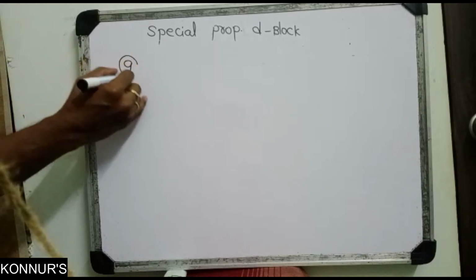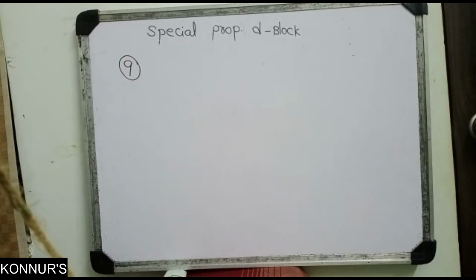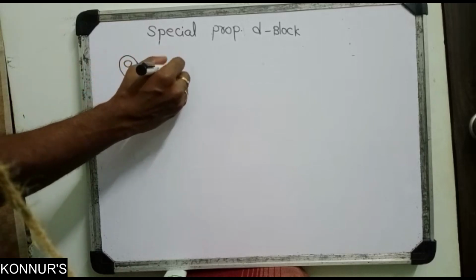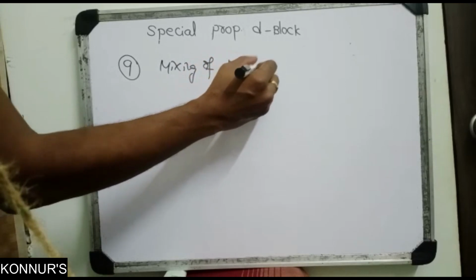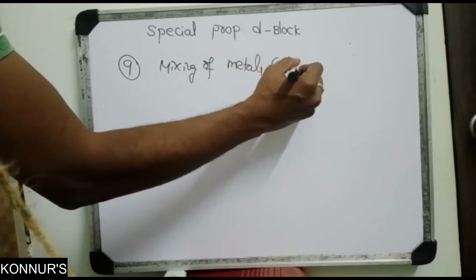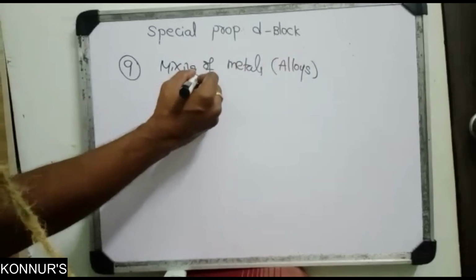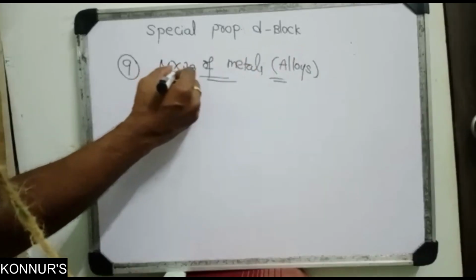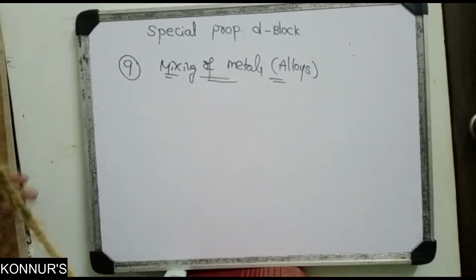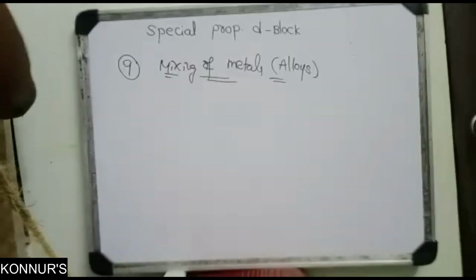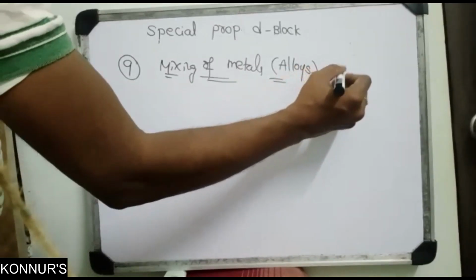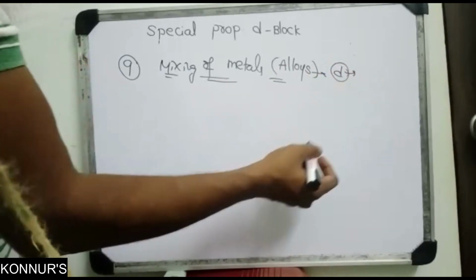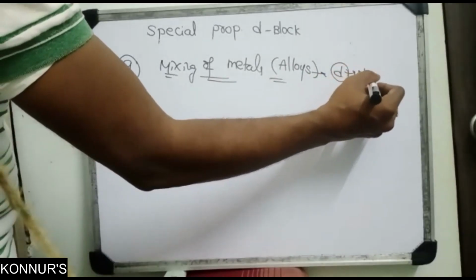Next, the ninth one: mixing of metals, which you call alloys. Their crystalline structure and their properties are very close. That's why one element easily mixes with other elements and can easily form alloys. The d-block elements form alloys the most, because of the large number of metals.